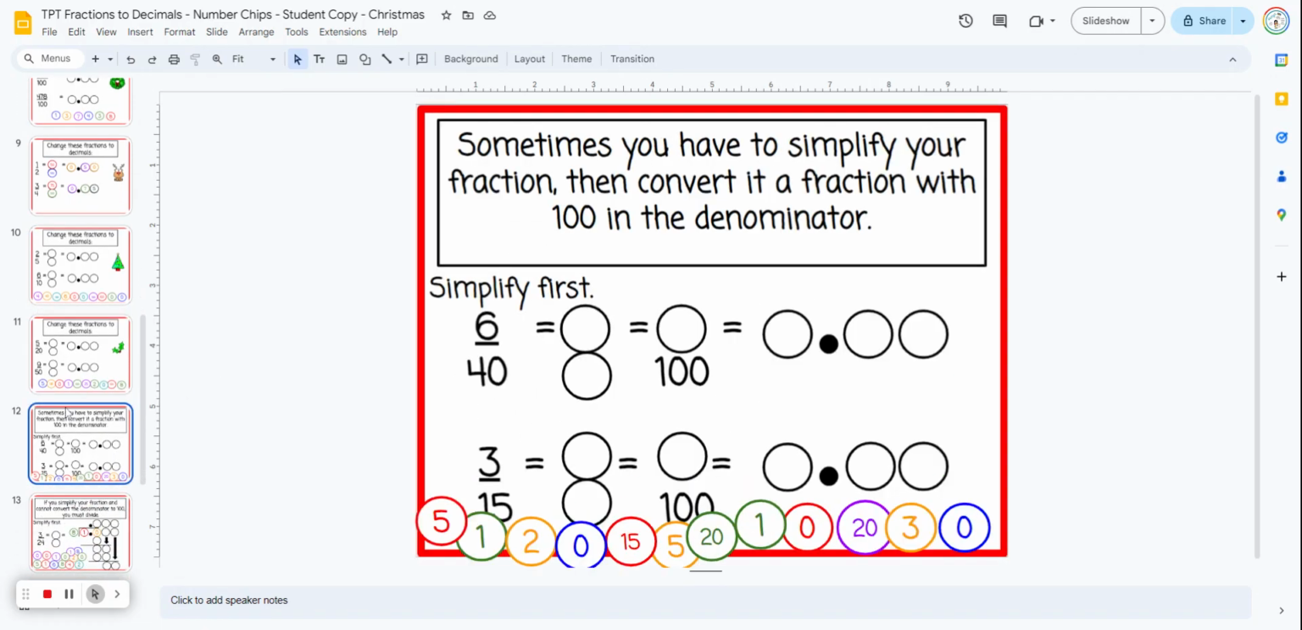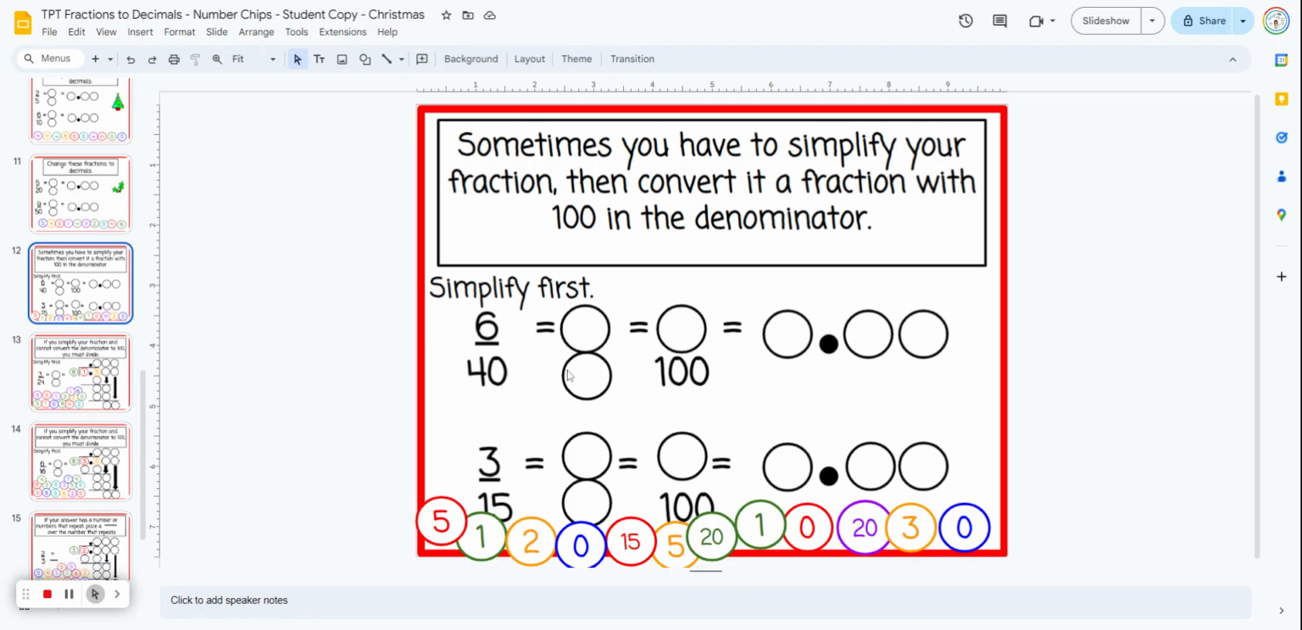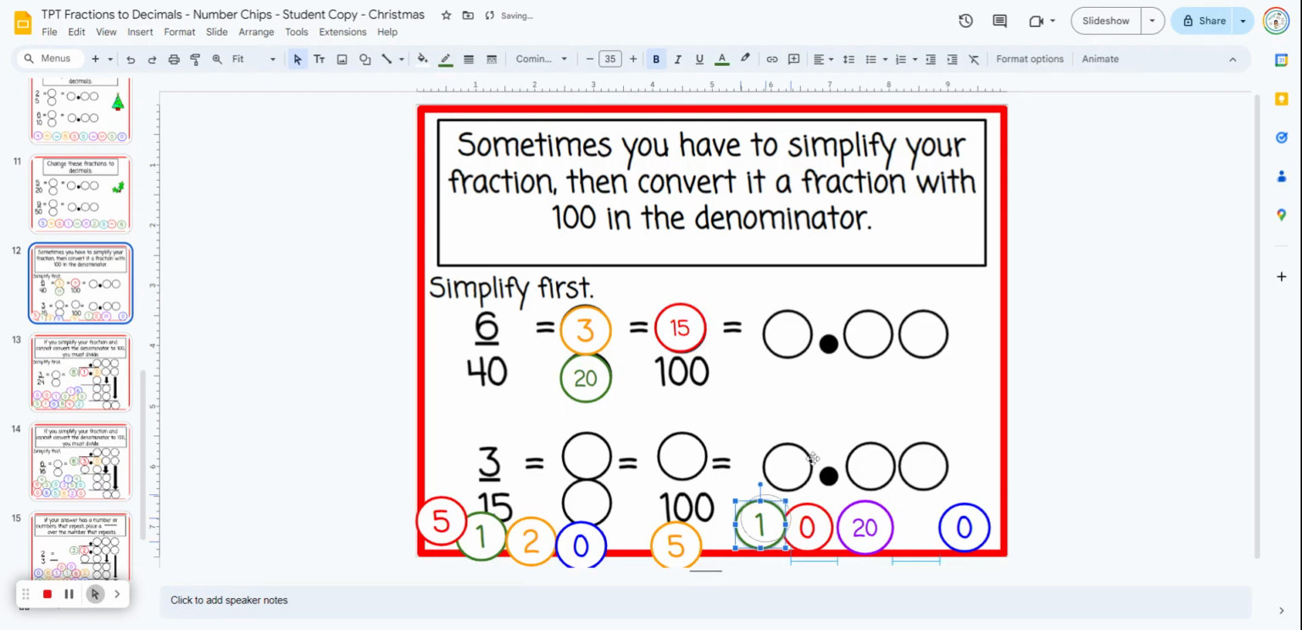Now when they get to slide 12, they can't convert that denominator directly to 100. There's no number I can multiply times 40 to get 100. So I'm going to have to simplify this fraction first. So if I simplify 6/40ths, I divide the numerator and denominator by 2, I'm going to get 3/20ths. Now I can convert it to an equivalent fraction with 100 in the denominator by multiplying by 5. And if I multiply that numerator by 5, I get 15 hundredths. And now I can change it to a decimal, 0.15. Same thing on the next one.